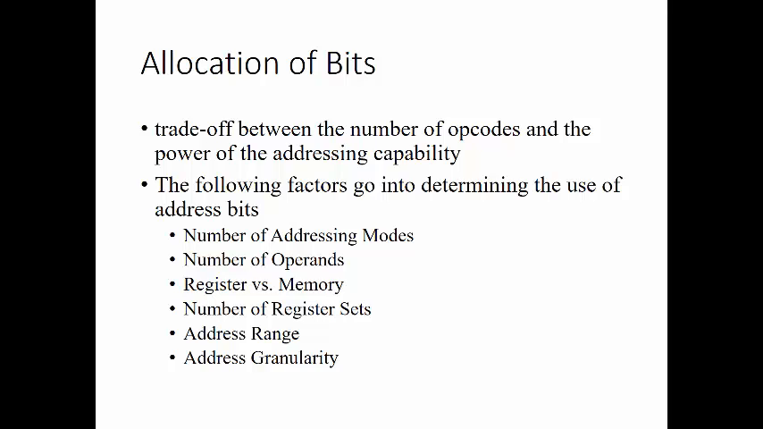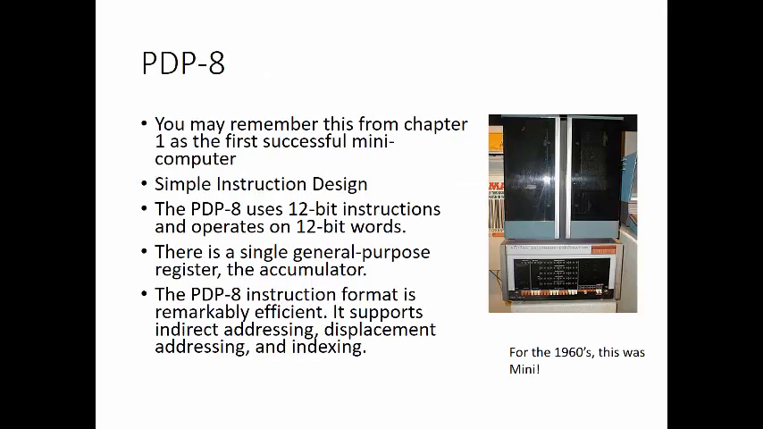Anyway, let's press ahead and look at 2 historical machine designs and how they balance these factors. First of these is the PDP-8, and you may recall this one as the first successful minicomputer from Chapter 1. It had a very simple instruction design and used 12-bit instructions that operated on 12-bit words. So again, the multiple there is 1. There's a single general purpose register, the accumulator, and the instruction format is pretty darn efficient. It supports indirect addressing, displacement, and indexing.